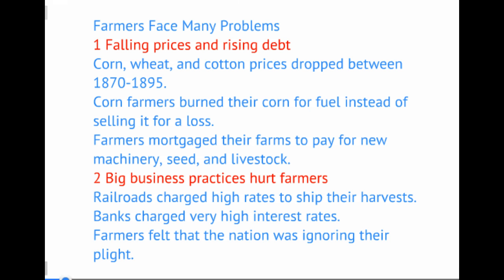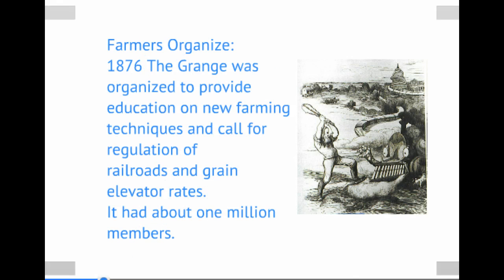With item number two, we've talked about the railroads charging high rates. We haven't talked about the banks charging high interest rates, and we'll get to that a little bit more specifically later in this lesson. The bottom line, though, is that farmers felt that the nation really was very unconcerned about their problems. The fact that farmers felt that the nation was ignoring their problems encouraged them to organize for themselves.